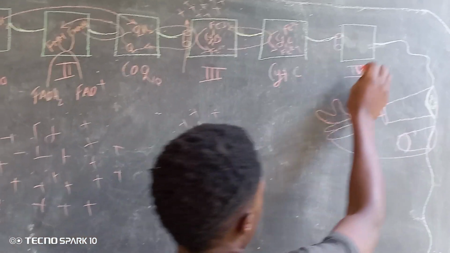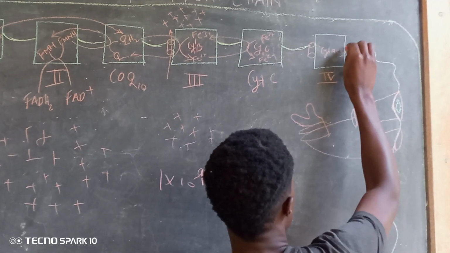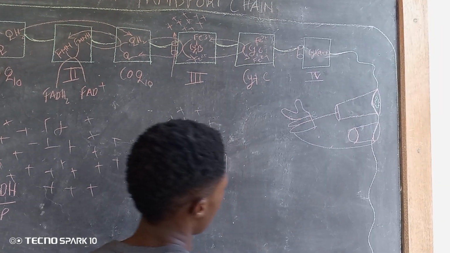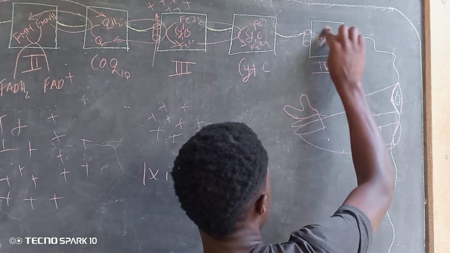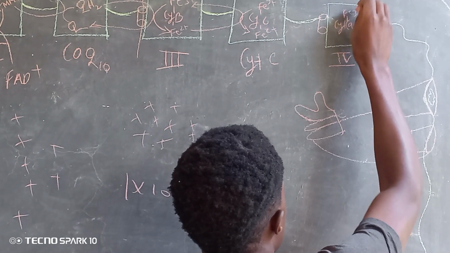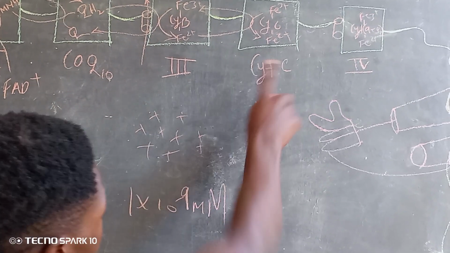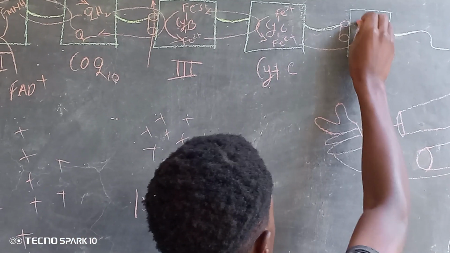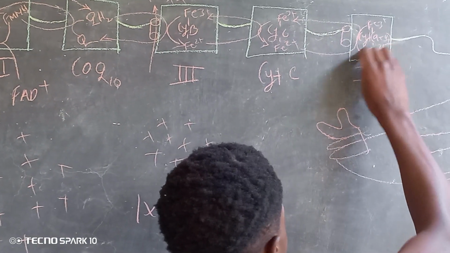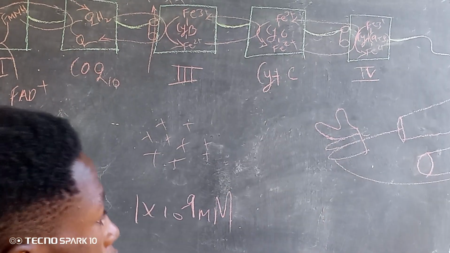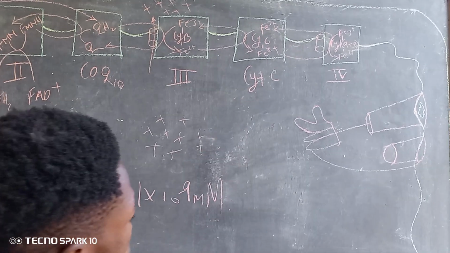Now, complex 4 has cytochrome A plus A3. So it is cytochrome A plus A3. It also has iron 3 ions and iron 2 ions. Now, the iron 2 from cytochrome C is going to pass the electrons, then be converted to iron 3. Then iron 3 gets the electrons and is converted to iron 2. Now, we are stuck. Where are we going next? We don't have any other complex there.